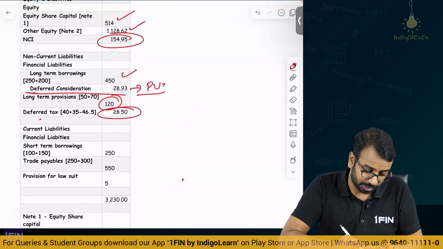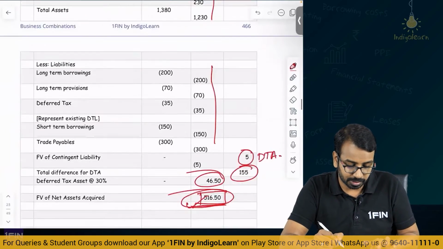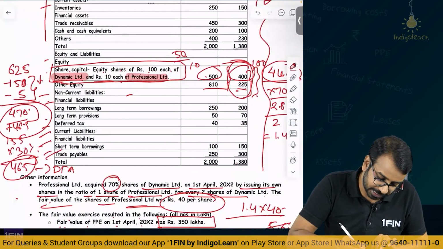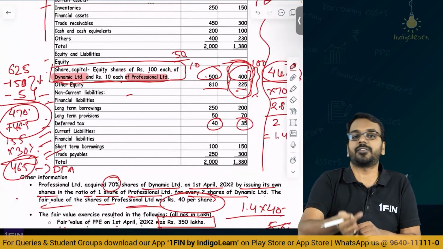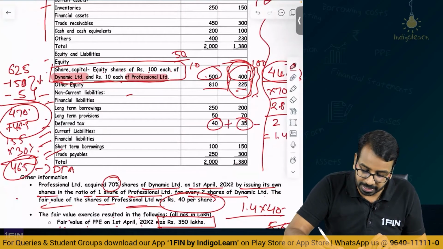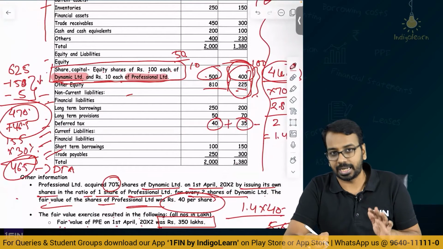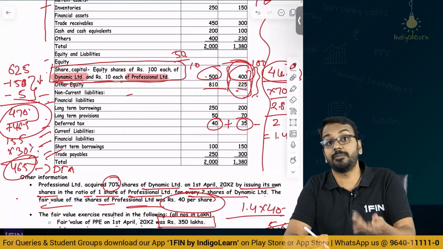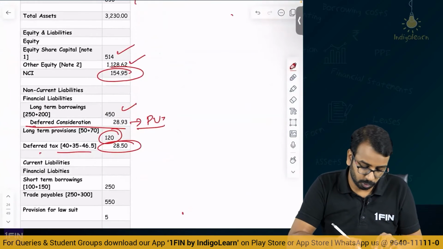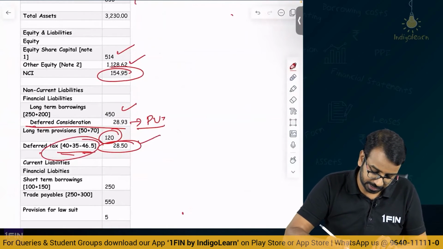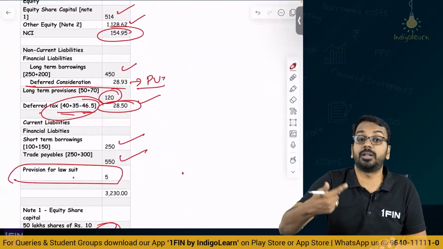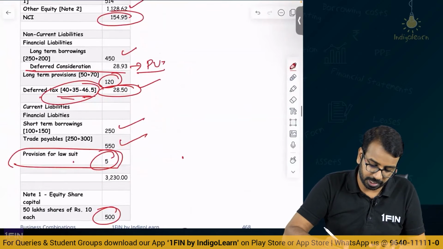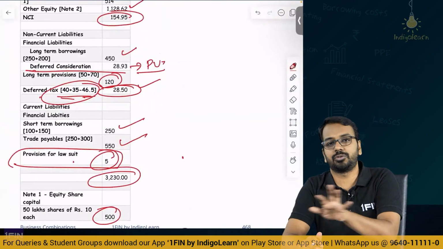Now here what you have to keep in mind is, how do we get this number? You just come over here, you have deferred tax under liability 40 plus 35. Now you have created a deferred tax asset, so 40 plus 35 minus whatever is the deferred tax asset, right? 40 plus 35 minus the deferred tax asset. You get this here, short term borrowing, trade payables, and provision for lawsuit, the liability which got added, 5. This when you take, you get the total. Balance sheet tally should not be a problem.